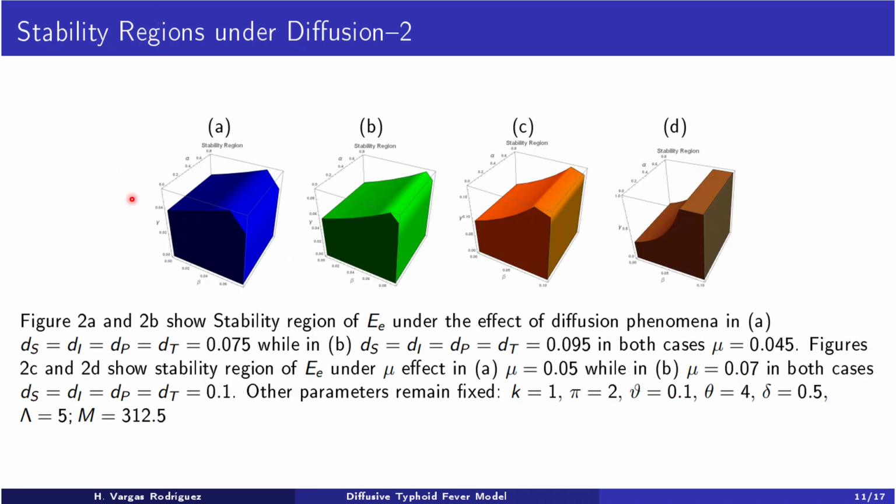The figures show some of the key findings. When we increase the diffusion coefficient from this value to this value, the stability region expands. The same effect is observed when we increase the death rate mu from this value to this value. Also, the stability region expands. Physically, this makes sense. Higher diffusion smooths out spatial heterogeneities, and higher removal rates reduce the infected population, both contributing to stability.